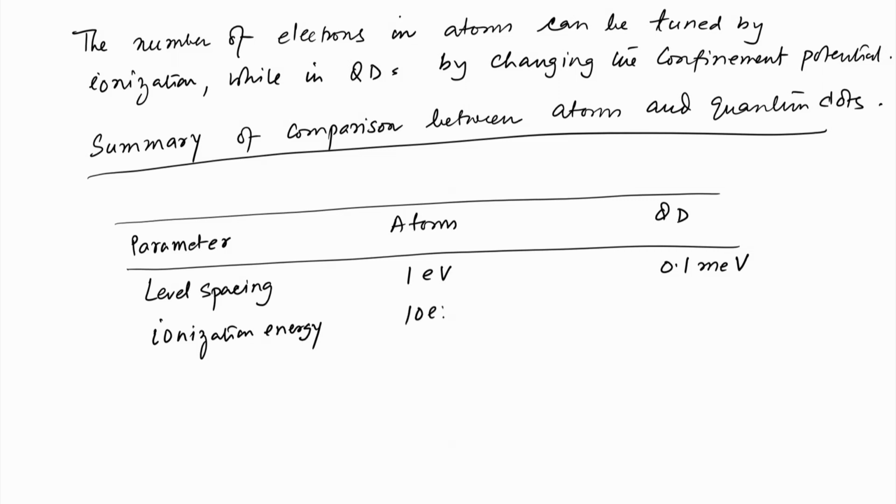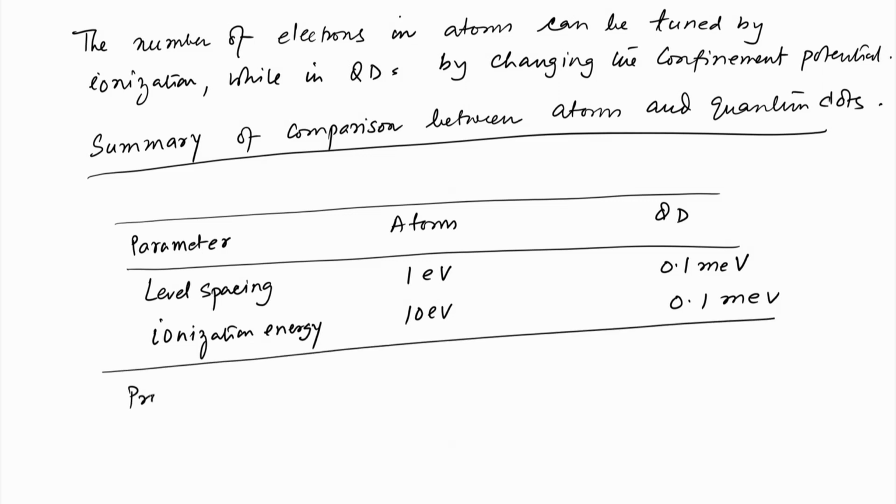which is of the order of 10 electron volt. In hydrogen atom we know it is 13.6 divided by n square electron volt. So, for n equal to 1 it is 13.6 electron volt, whereas this is again of the order of a milli electron volt, 0.1 meV. And so, basically the important thing is that the properties of QD are highly tunable.